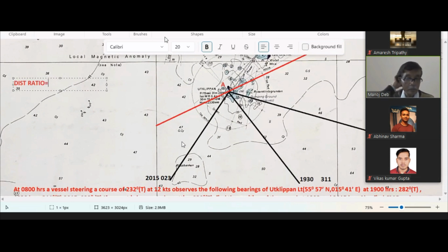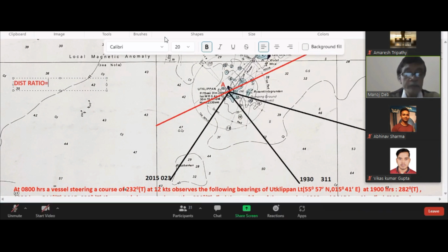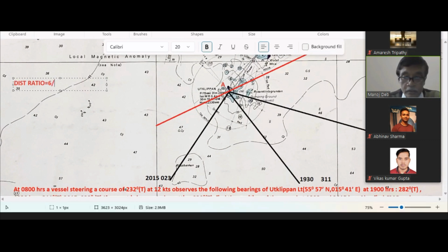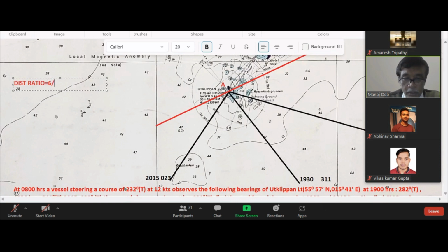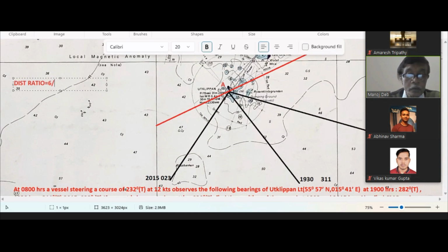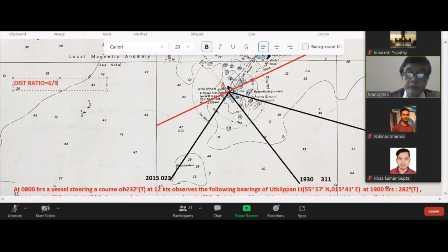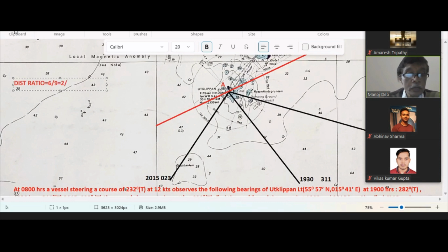So first, the distance in half an hour is 6 miles. Second interval, 1930 to 2015. The time interval is 45 minutes. Engine speed 12 knots, so 9 miles. So the ratio becomes 6 by 9. You can reduce the ratio to 2 by 3. You can increase it also.